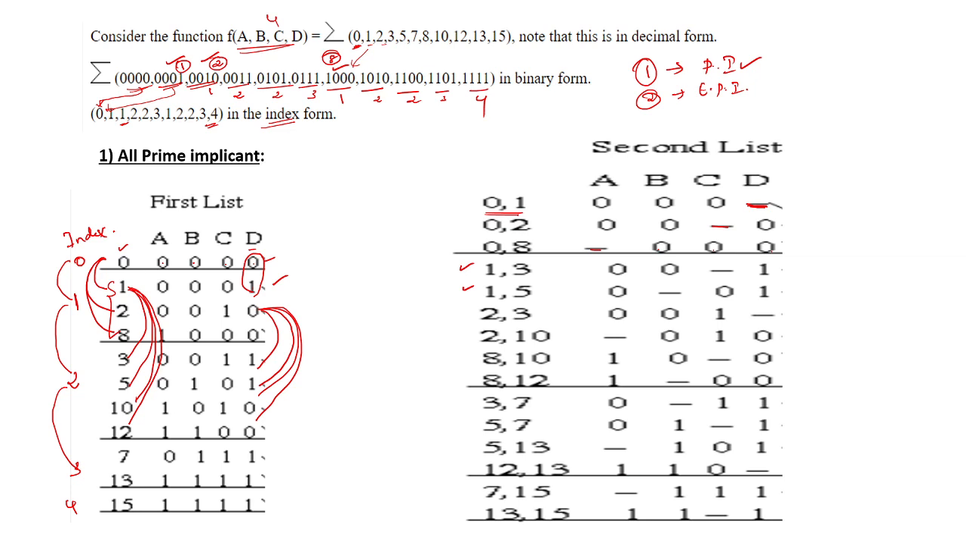Next, we have to check for a second reduction. This is the first reduction, and whether a second reduction is possible or not, we have to check.